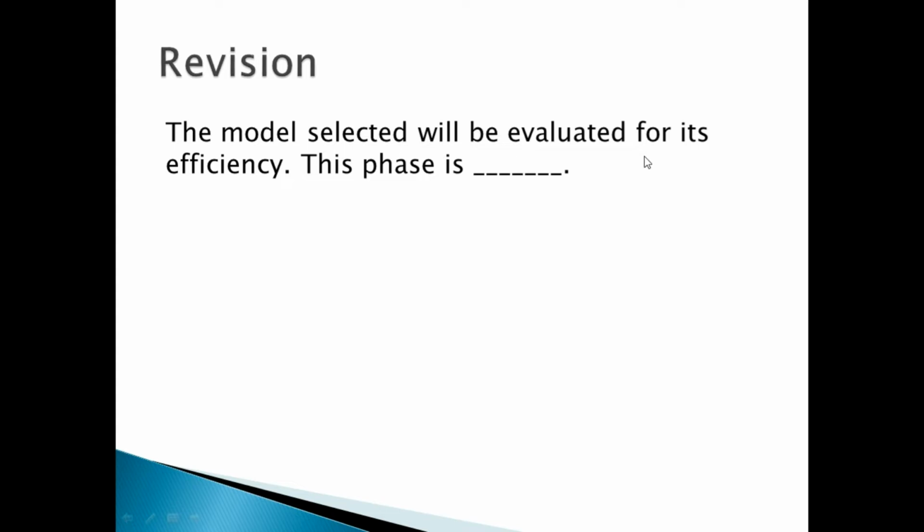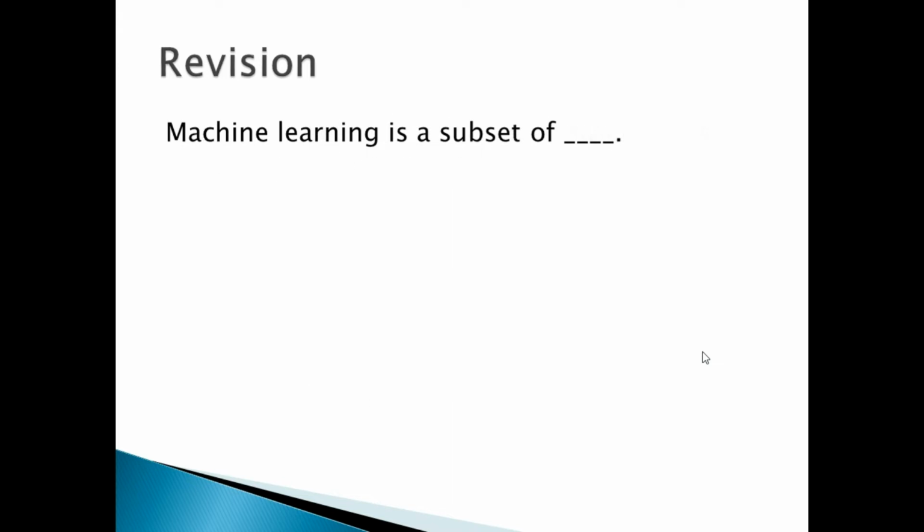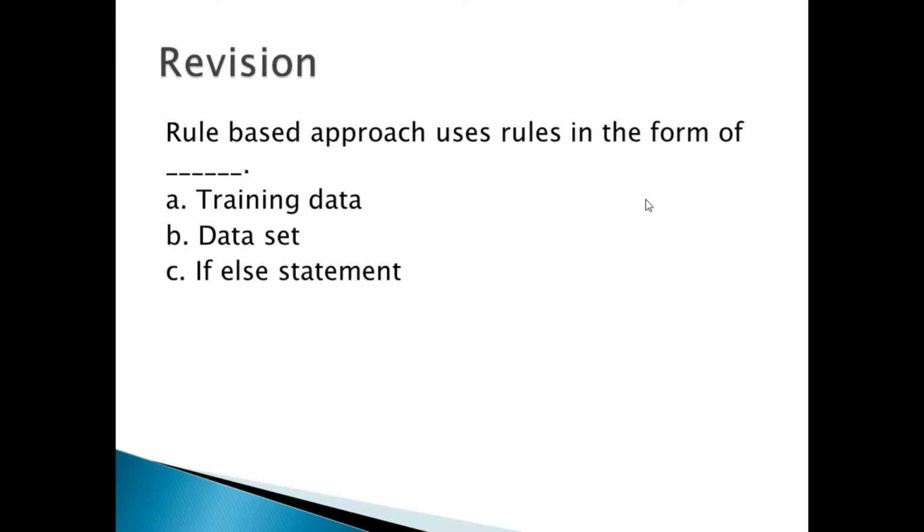The model selected will be evaluated for its efficiency. This will be the last phase of the project cycle, which will be evaluation. Machine learning is a subset of artificial intelligence. Rule based approach uses rules in the form of if else statements. So we saw that our rules were in the form of if else statements.